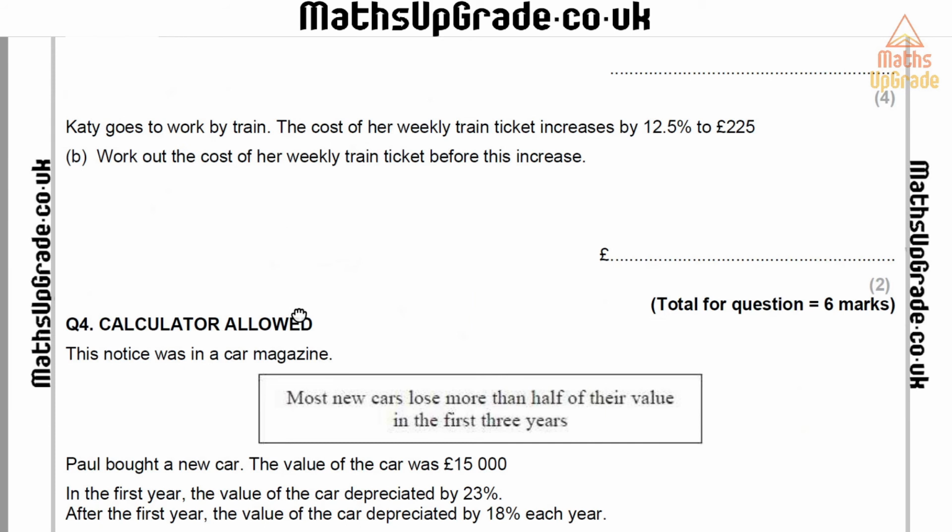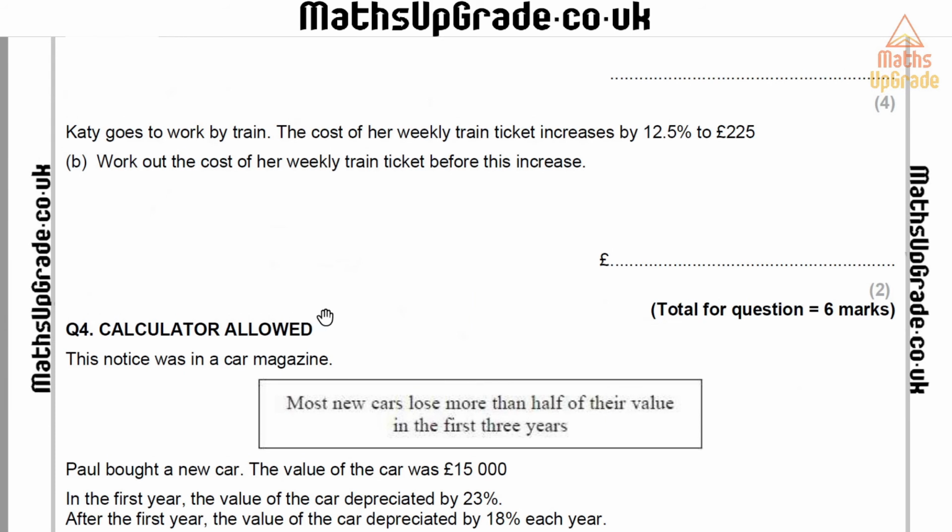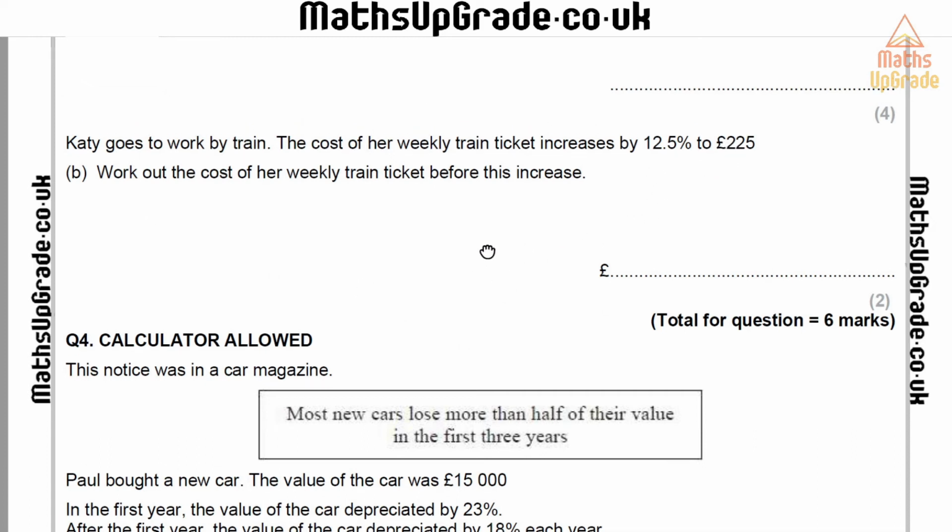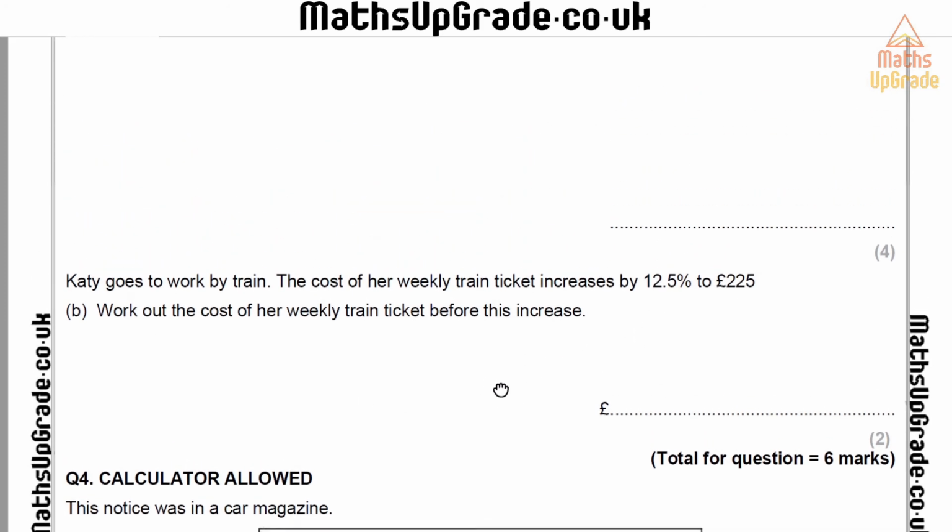In part B, I'm told that she goes to work by train. The cost of a train ticket increases by 12.5% to £225. Work out the cost of a weekly train ticket before that increase. So this question actually involves reverse percentages. I'm told the final cost of a ticket, and I'm told the percentage rate. I'm not told the original amount.